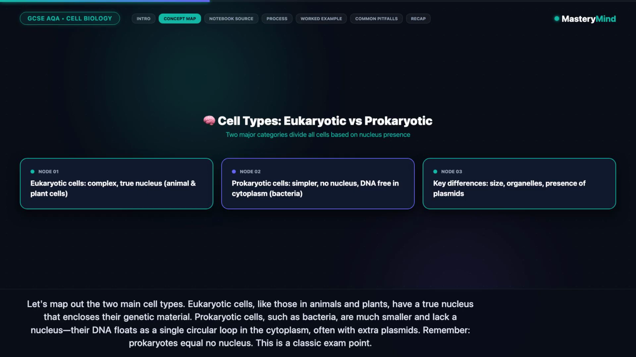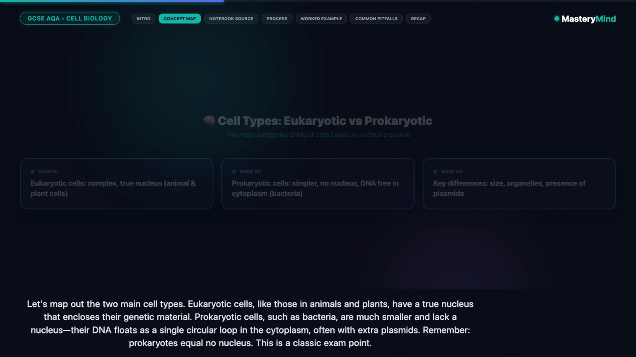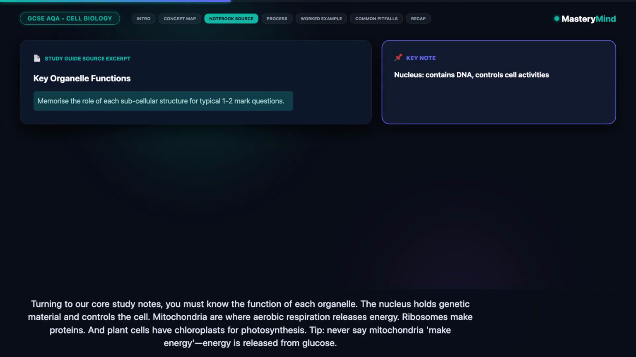Turning to our core study notes, you must know the function of each organelle. The nucleus holds genetic material and controls the cell. Mitochondria are where aerobic respiration releases energy. Ribosomes make proteins. And plant cells have chloroplasts for photosynthesis. Tip: never say mitochondria make energy. Energy is released from glucose.